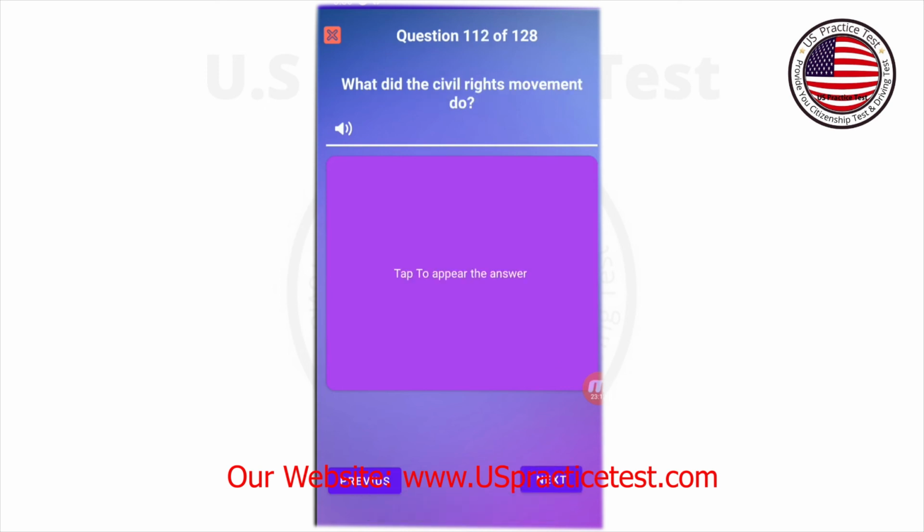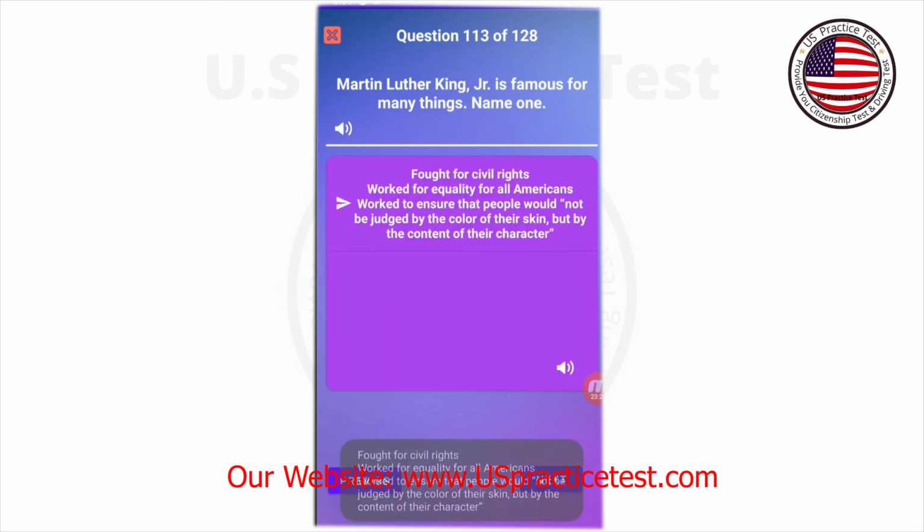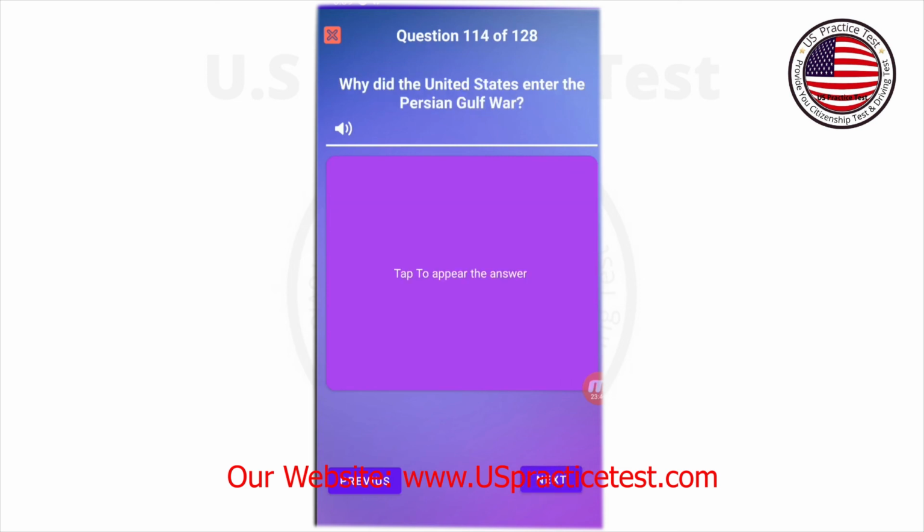What did the civil rights movement do? Fought to end racial discrimination. Martin Luther King, Jr. is famous for many things. Name one. Fought for civil rights. Worked for equality for all Americans. Worked to ensure that people would not be judged by the color of their skin, but by the content of their character.